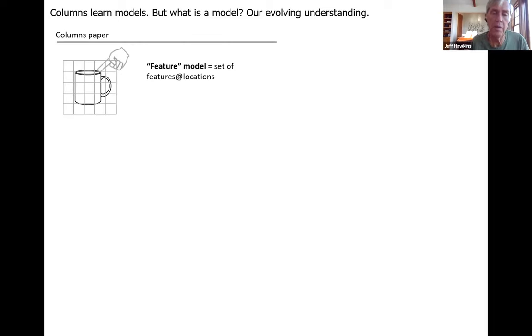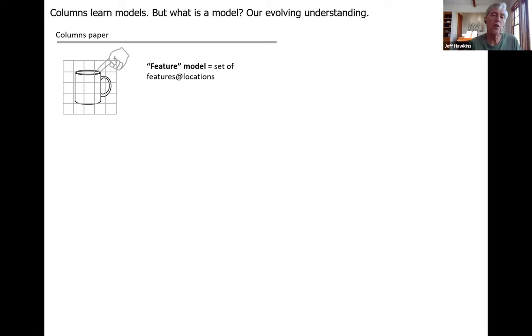We started off, and I talked last time about the columns paper. Remember, there were two big ideas in the columns paper. One is that individual columns could learn models through movement. And the other one was the voting idea. We proposed and actually did a simulation of how the model would be created. In the model we did in the columns paper, I would call it a feature model. I just made that up. And the feature model says a model of an object is a set of features at locations. That's how we described it in that paper.